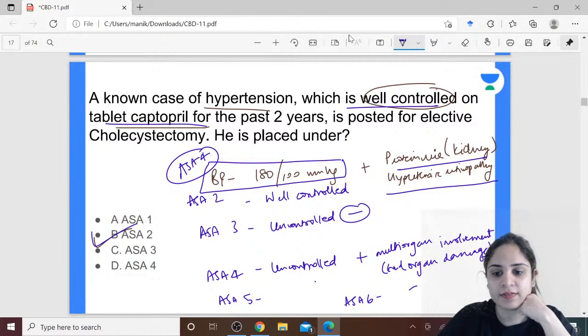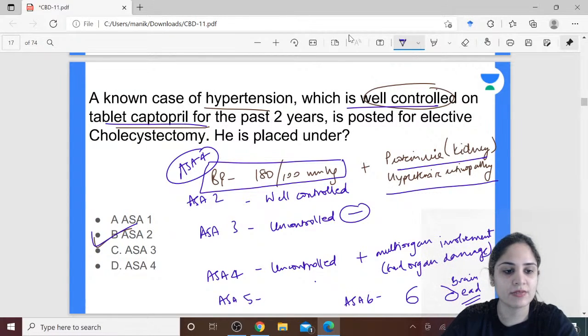6 is easy. Write 6, and then write its mirror image, and then you can just think that he is dead. So this is someone who is brain dead, that is ASA status 6, and ASA status 5 is someone who is almost dead. This is a moribund patient on whom if you don't operate then he will die. So 6 is brain dead for organ donation, and 5 is someone who is almost dead.